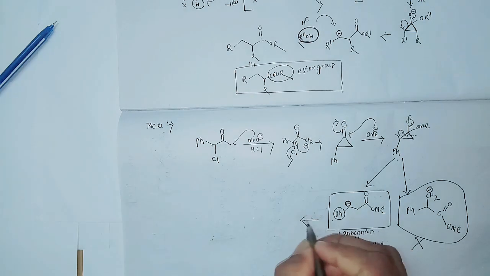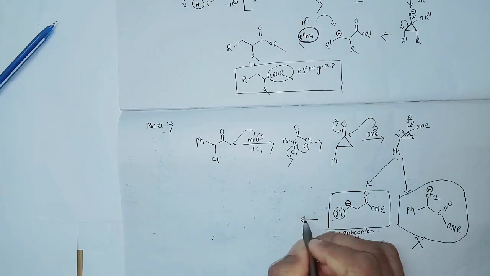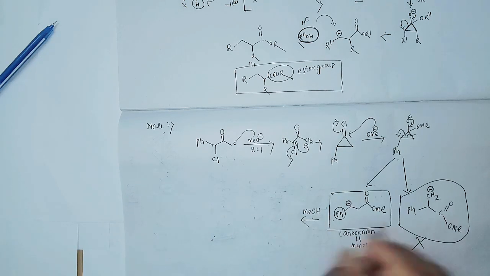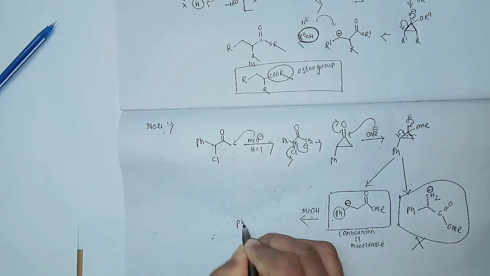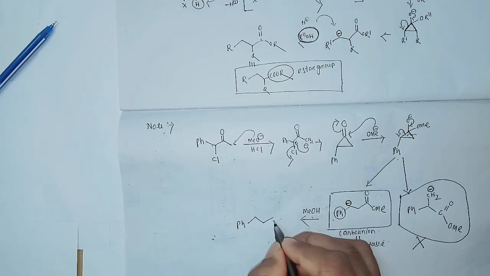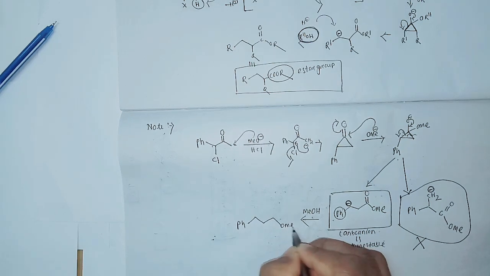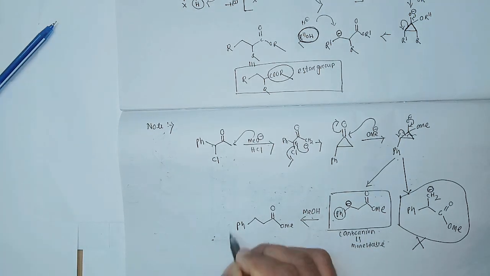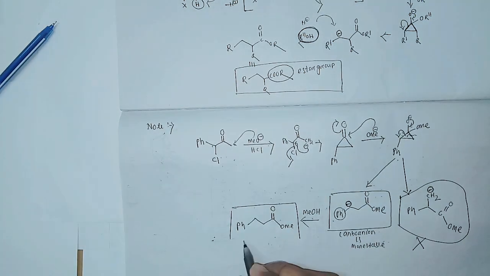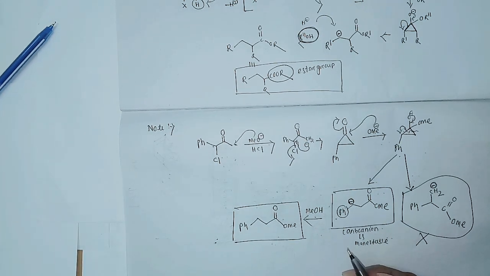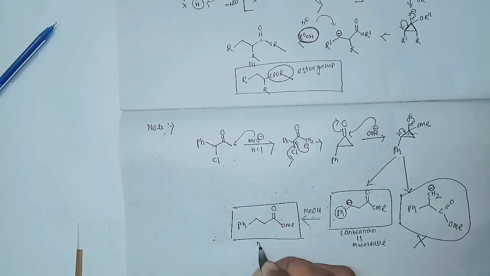So then after we have MeOH, then we get the final product phenyl, this CH2 and COOMe. So this is the final product, the major product. Okay, this is the major product.